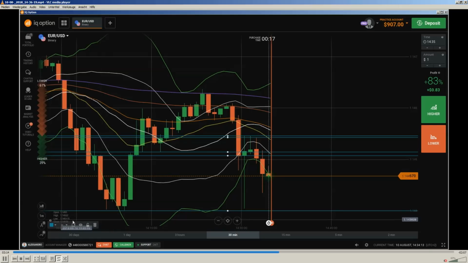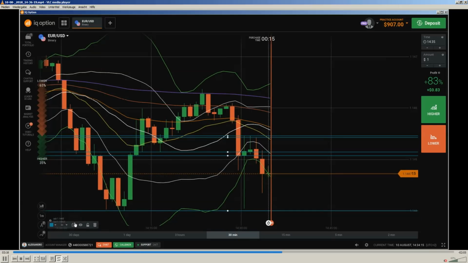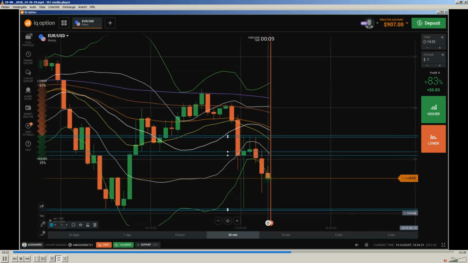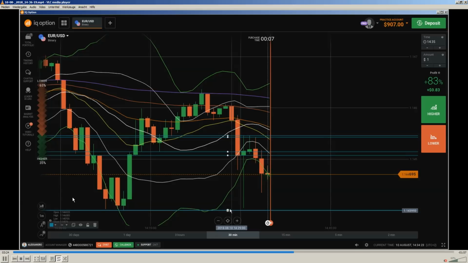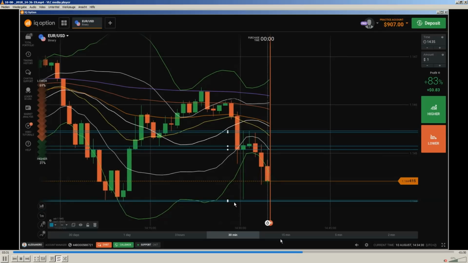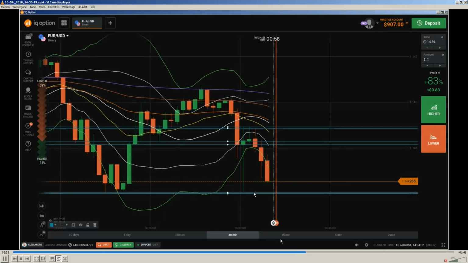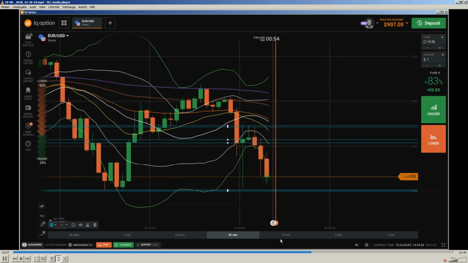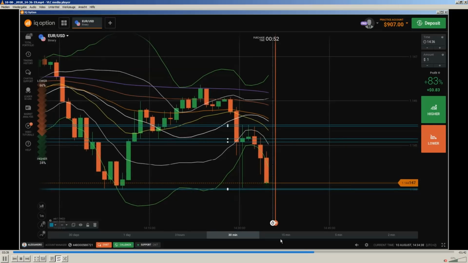Here we have the 1.144 round number, which is the area where the price reacts. This is a strong area, because you see here already 1, 2, 3 times price tried to break below this level. It was not able to do this. So that is a nice area. Let's see what's happening here.